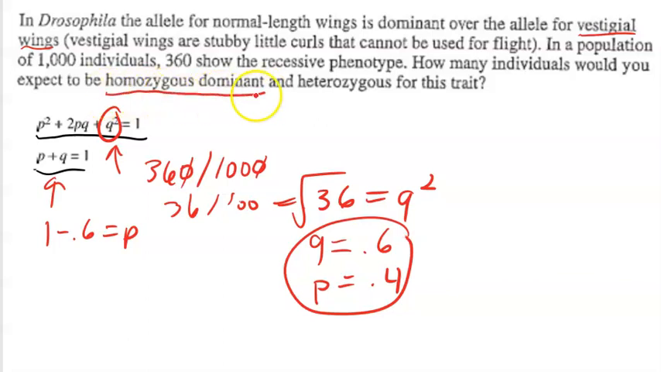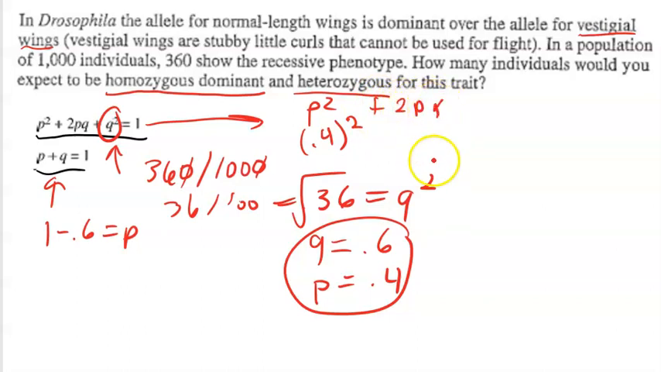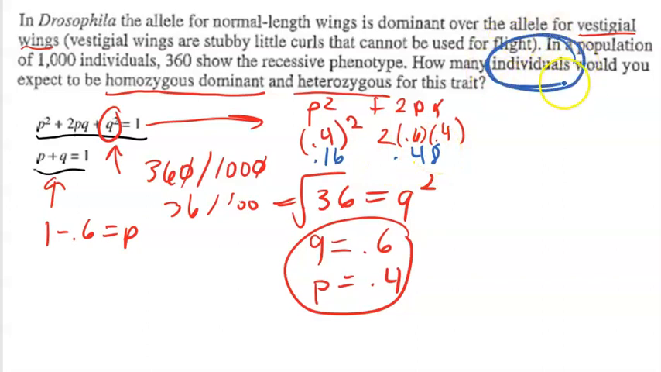They're asking you for the homozygous dominant and heterozygous individuals. So again, that's going to come out over here. Your P squared is going to be the homozygous dominant, so that's going to be 0.4 squared. And your heterozygotes are going to be the 2PQ, which in this case is 0.6 times 0.4 times 2. So P squared is going to equal 0.16. 2PQ is going to equal 0.48, but they're asking you in this case for individuals.